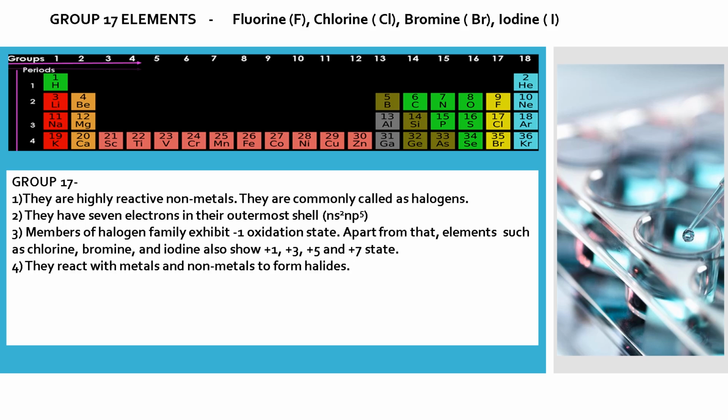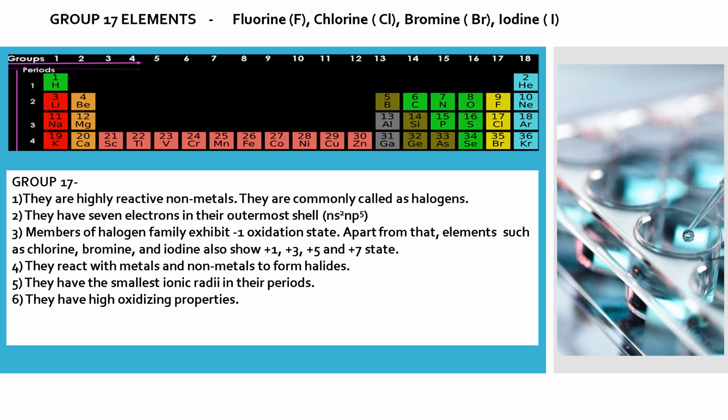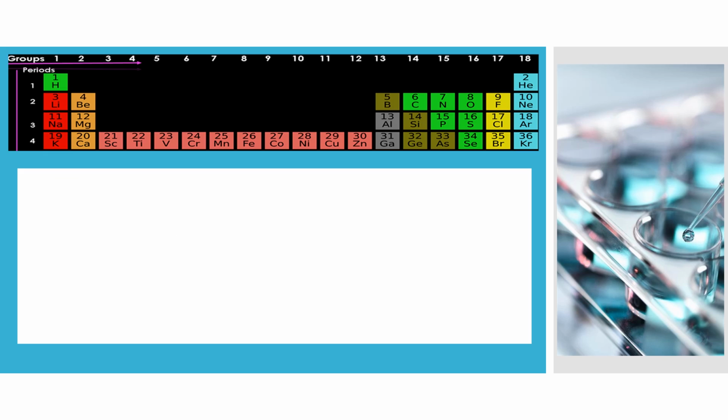They react with metals and non-metals to form halides. Please note, they react with metals as well as non-metals. They are that reactive. They have the smallest ionic radii in their periods. Take their period: if you compare fluorine with lithium, beryllium, boron, carbon, nitrogen and oxygen, then fluorine has the smallest ionic radii. They have high oxidizing properties and a very high ionization enthalpy.